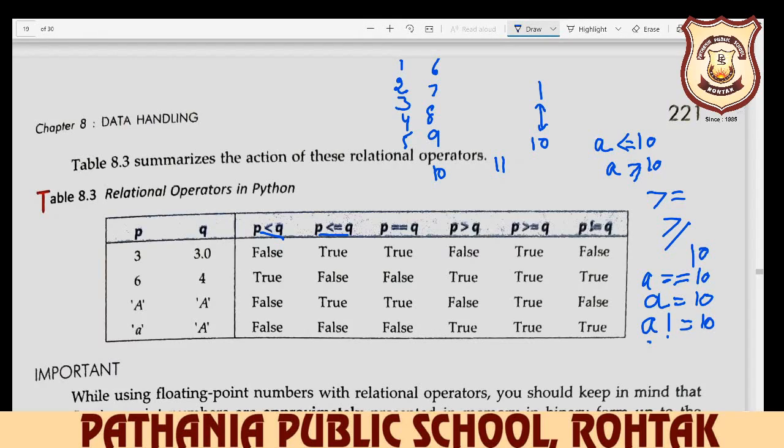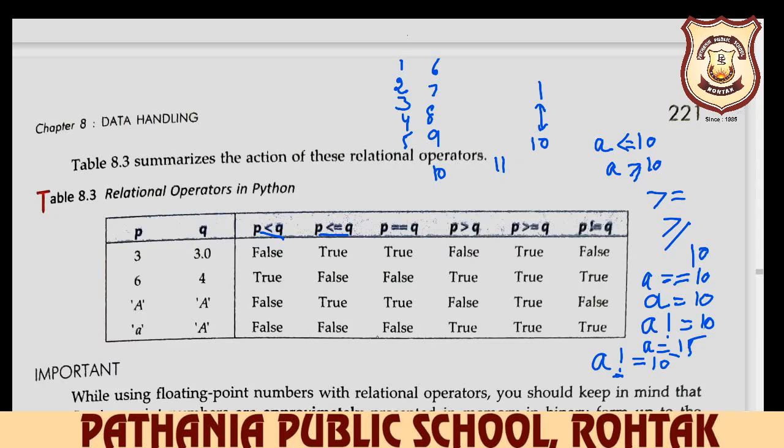But if my value a is equal to 15 and I write a != 10, where the exclamation sign is your not operator, then its value is true. Yes, a is not equal to 10 because a's value is 15 here. So a relational operator always answers in the form of true or false.